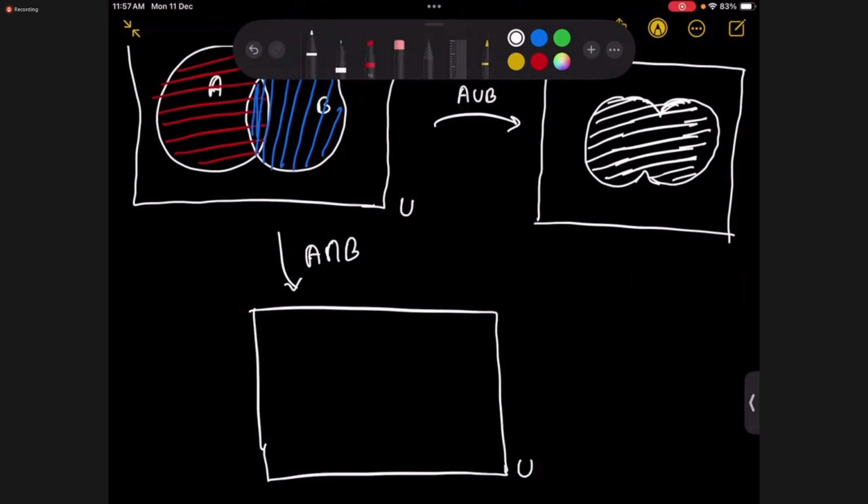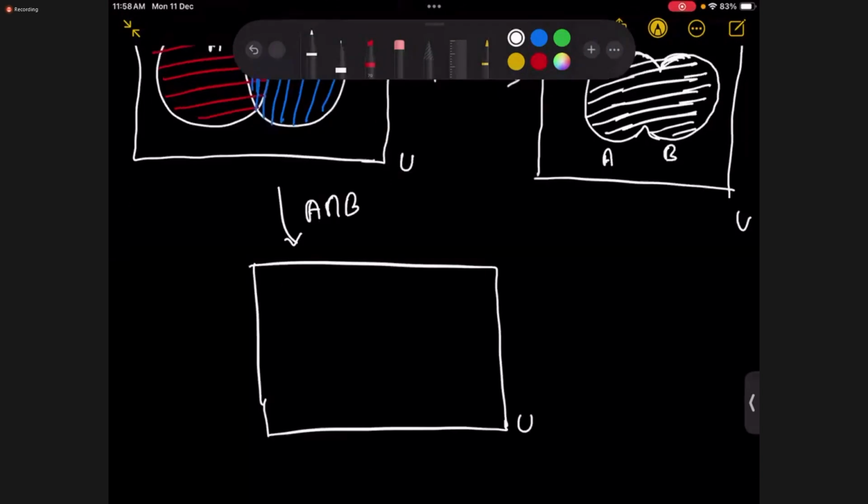So always we will draw some universal set notation. Okay, and this thing will be like this. So we are drawing. It does not matter whether the drawing is perfect or not, but you need to be rigorous about the idea. Okay, and this is the A intersection B.